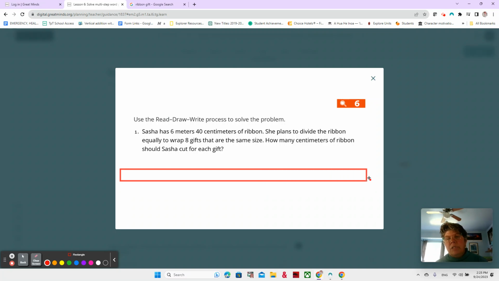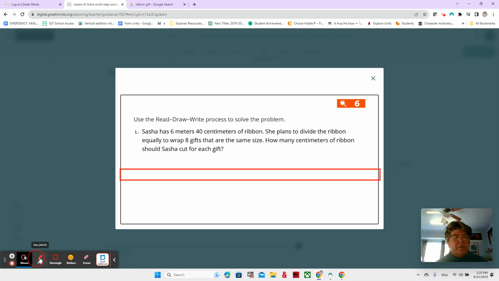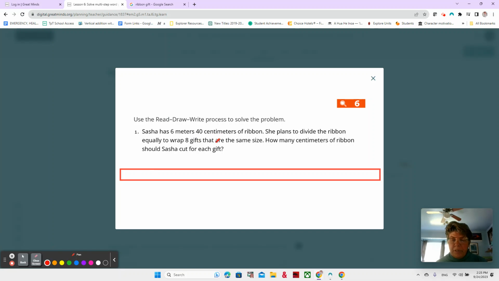And you could draw yours in your book, the same as mine. I think that's pretty good. Little tape diagram there. Sasha has 6 meters, 40 centimeters of ribbon. So I don't know if you've learned to make one of these before, but there's a little thing there. It has a name. I can't think of it right now, but that means that our ribbon that we drew is 6 meters, 40 centimeters long. Okay, so we're putting our measurement on the whole piece of ribbon.